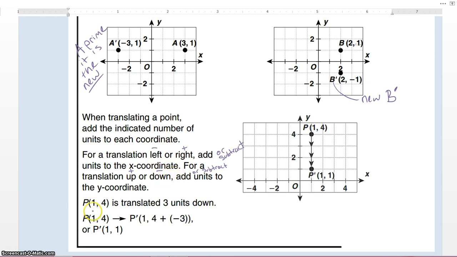So what this says is point 1, 4, over here is right here. It is going to be translated 3 units down. So 1, 2, 3. Now that point is 1, 1. Again, P prime. That's the new point. So that is 1, 1. It is right there. Only the y value changed. Y is the up and down value. When we put this 3 units down, we took 3 off of the y.